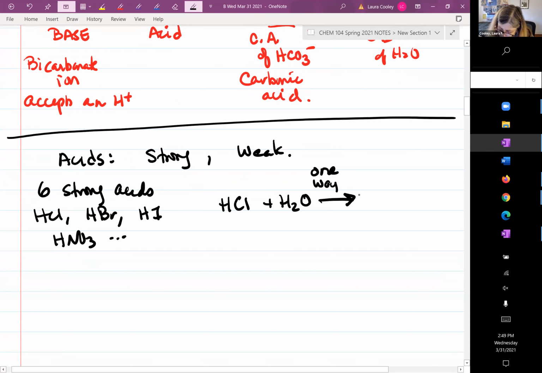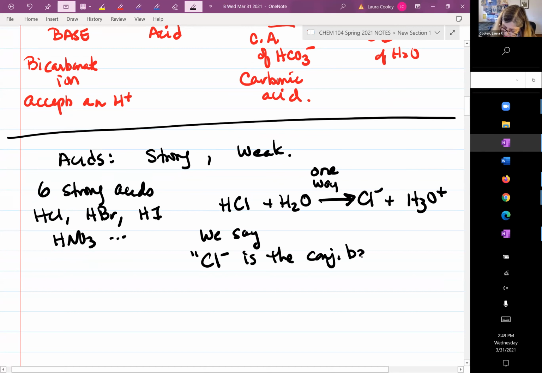It's a one-way arrow, and you end up with Cl minus, run out of space here, plus H3O plus. Okay, so we say that Cl minus is the conjugate base of HCl. But we actually know that it's not a base because it never goes in the other direction. Cl minus never accepts a proton from H3O plus and goes the other way.